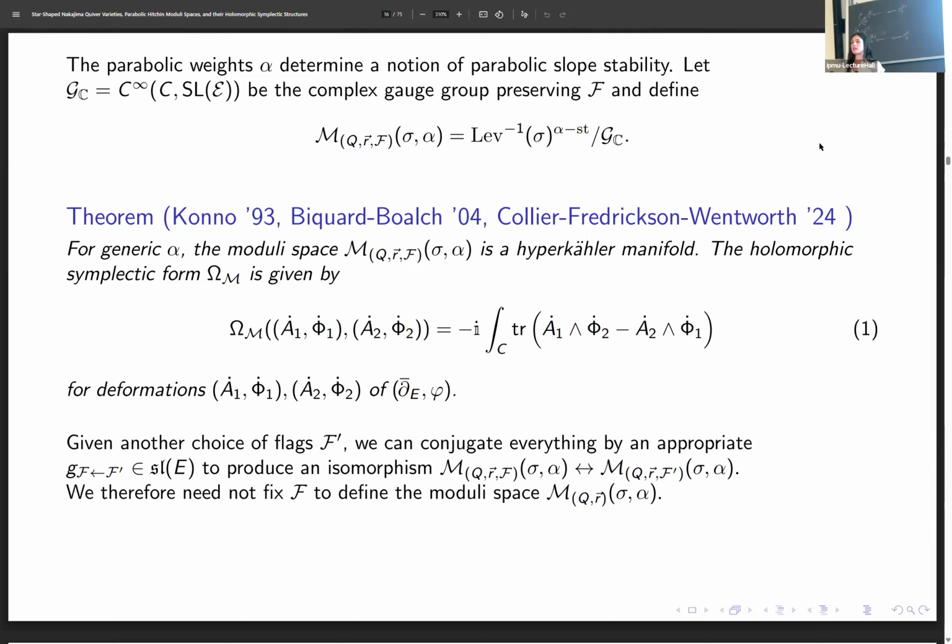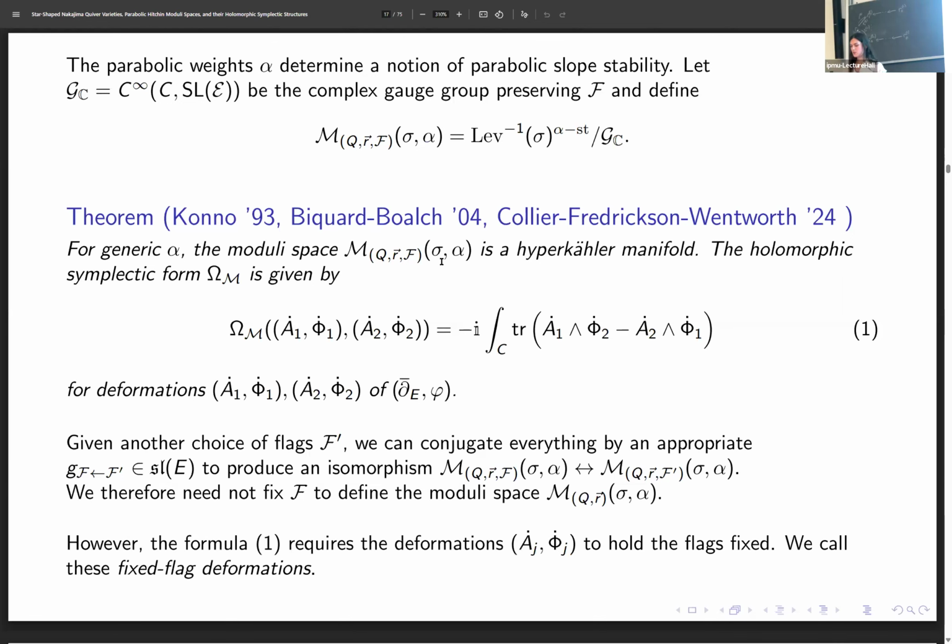In this construction, we fixed a tuple of parabolic flags, and you could ask, what if you changed the flags that you fixed? Well, you could find a gauge transformation which takes one set of flags to another set of flags and translate all your data using that gauge transformation. And you will create an isomorphism between moduli spaces that way. And there's no ambiguity, so you can just define the moduli space without having to fix a flag.